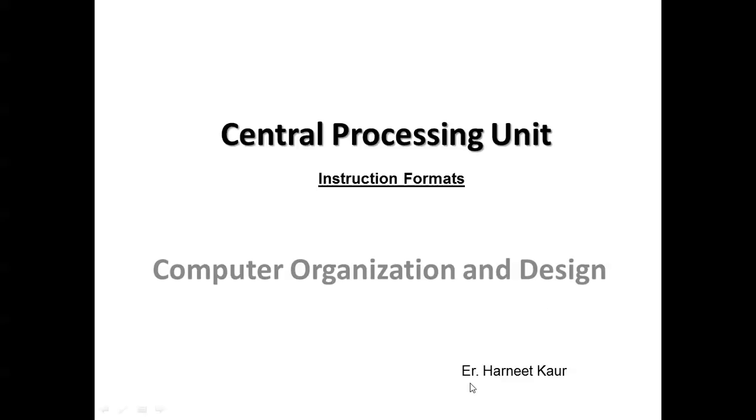Hello friends, in the series of learning computer organization and design, today we are focusing upon different types of instruction formats which exist in modern machines.